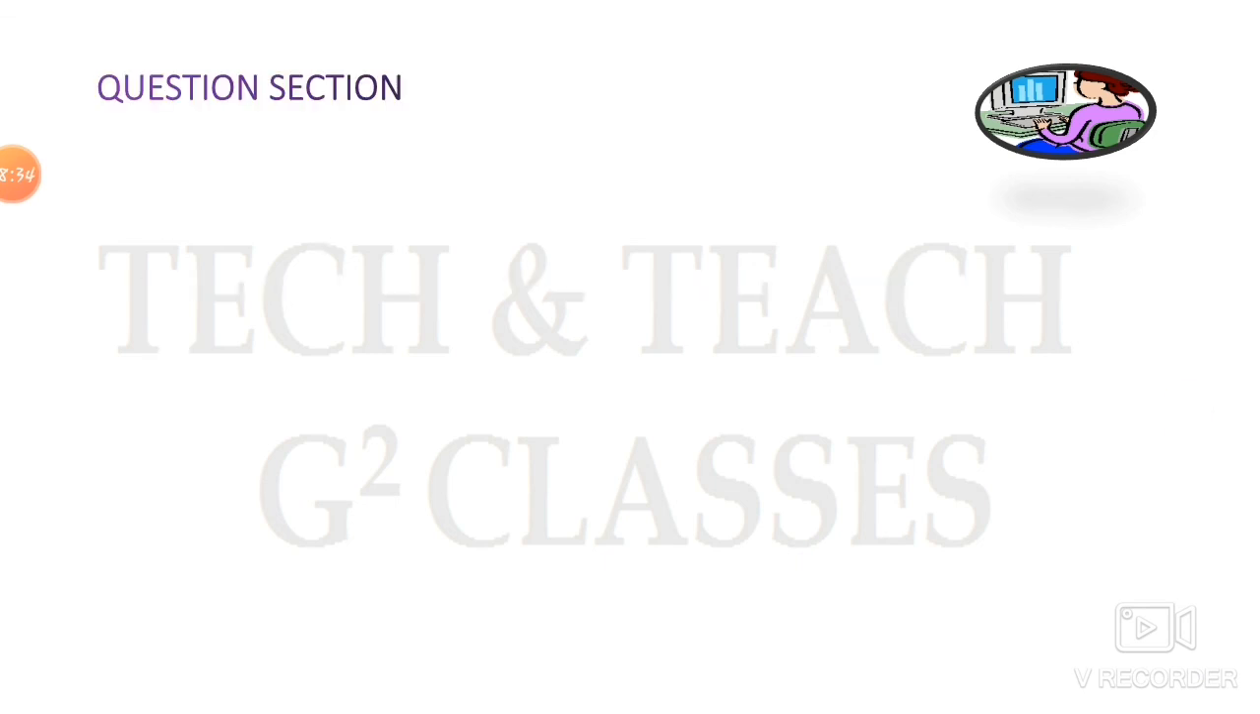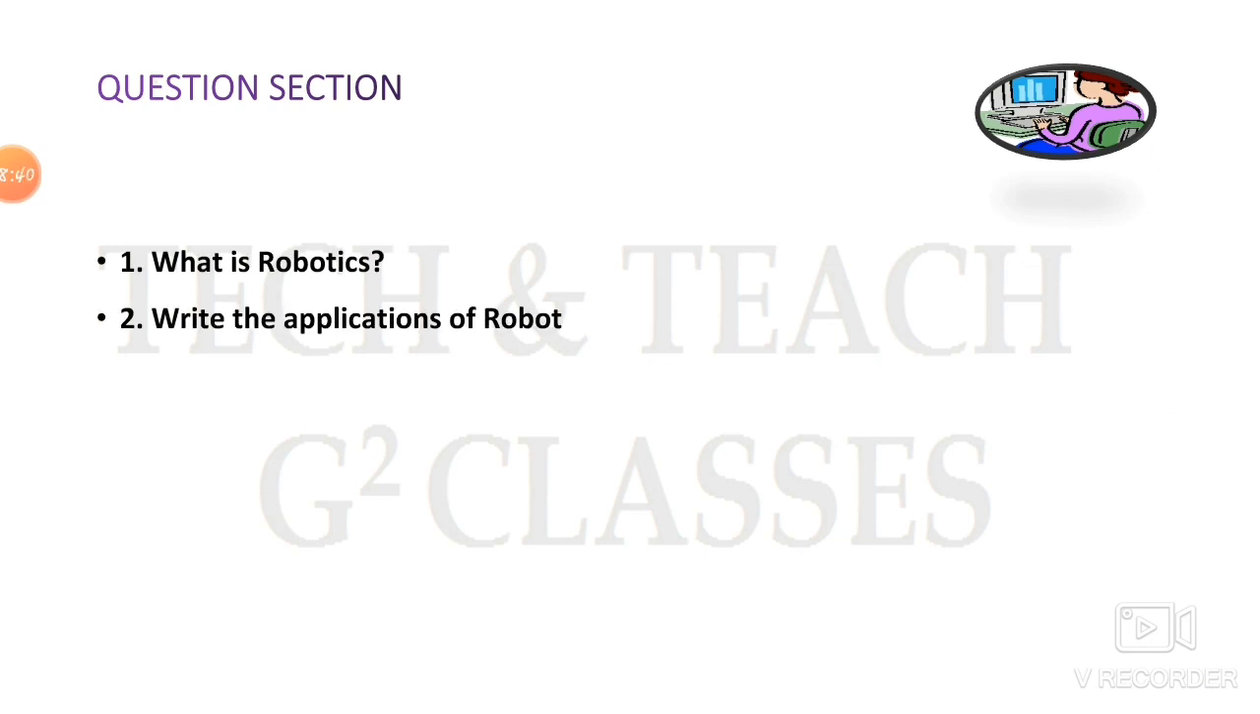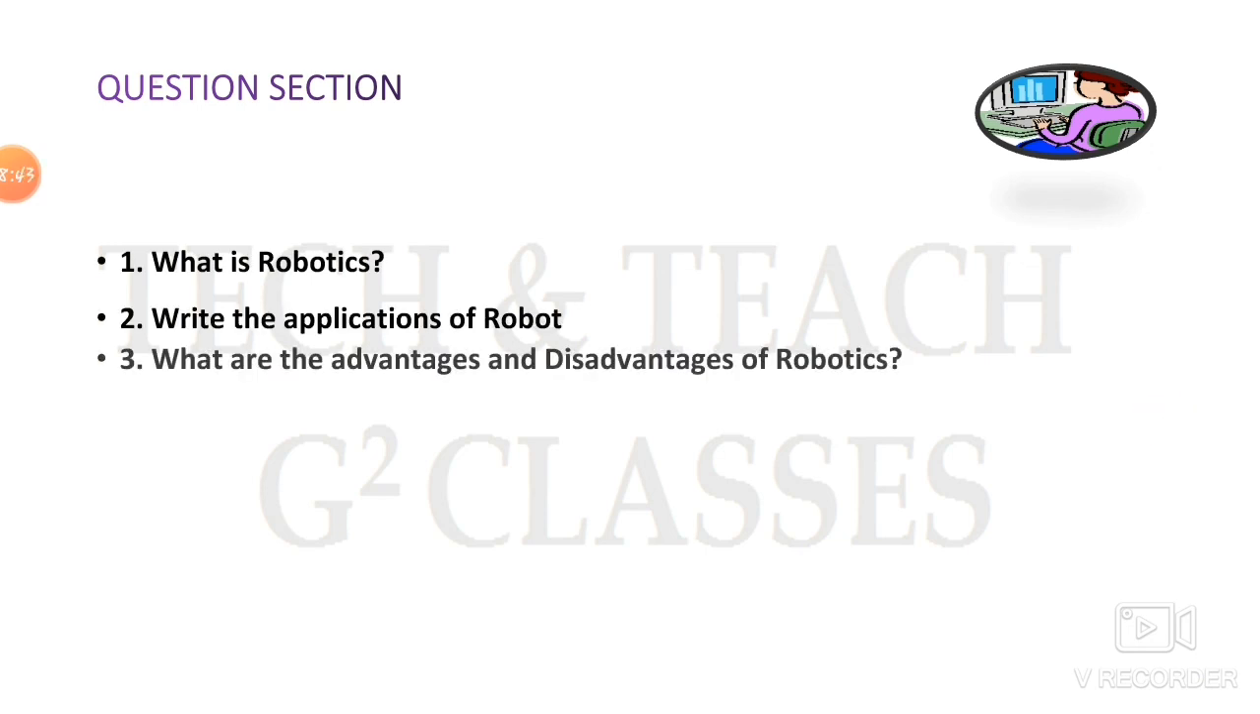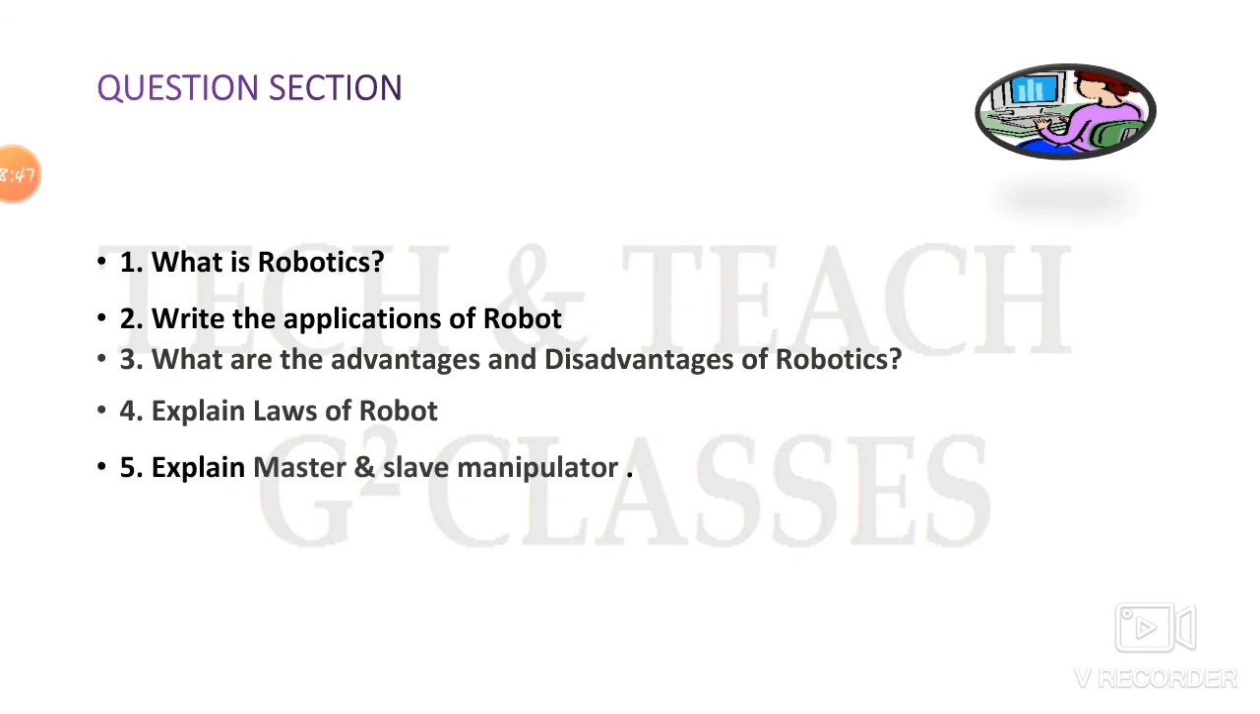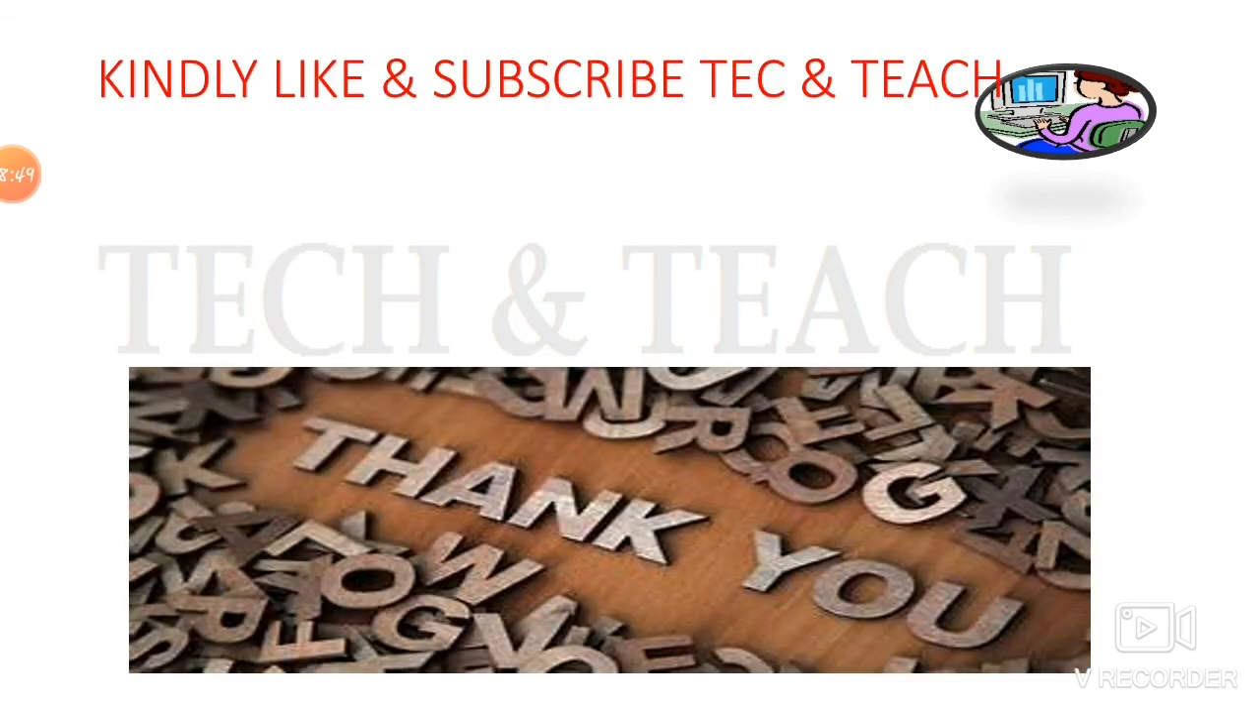Now we go to the question section. I will give you five questions. What is robotics? Write the applications of robots. What are the advantages and disadvantages of robotics? Explain the laws of robotics and explain the master and slave manipulator. If you understood these concepts, it is very easy to write the answers.